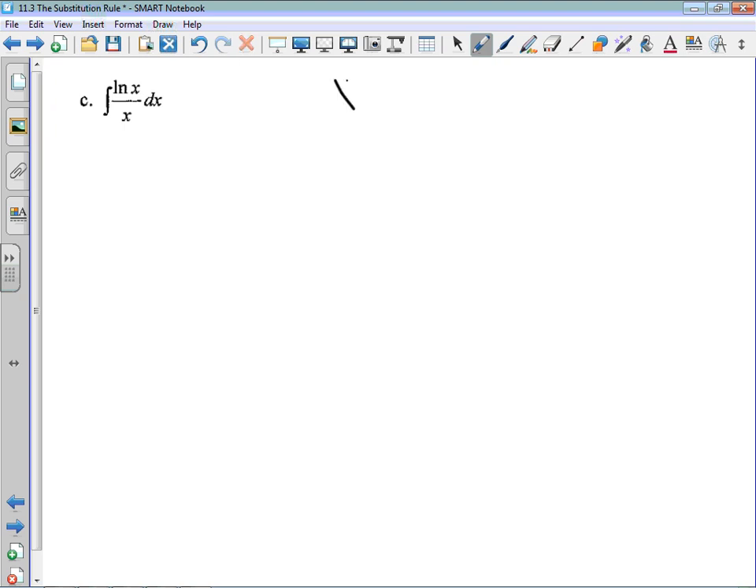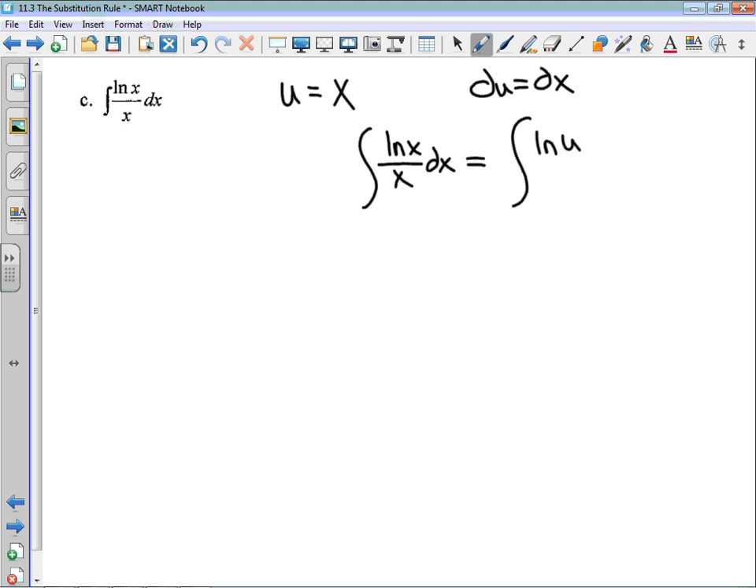Now, a lot of students will try to make this substitution, but this substitution is ultimately pointless because if I make u equal to x, then du is equal to dx. So I could say that the integral of ln x over x times dx is equal to the integral of ln u over u du. Have I really changed anything? No, right? That's really the exact same integral, except now I'm drawing a u instead of drawing an x.